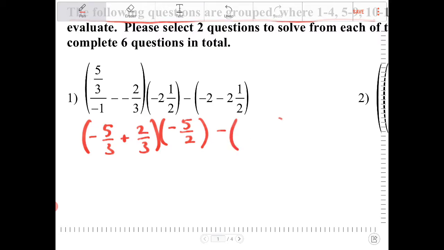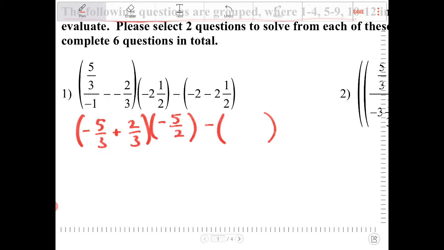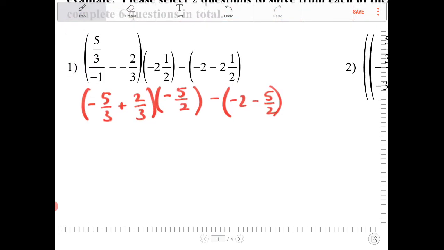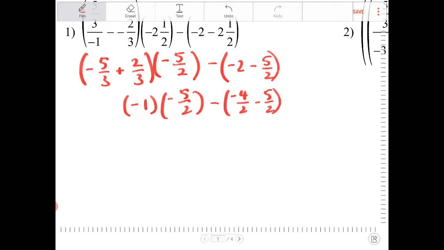Minus, and again, I'm working with all the numbers inside of the parentheses. So -2 minus 2 and 1/2. This turns into -2 minus 5/2. All right. And then just going through the process here, -5/3 plus 2/3, that turns into -3/3, or just -1, times -5/2. And then over here, because I'm subtracting, I need to create a common denominator. So this becomes -4/2 minus 5/2.